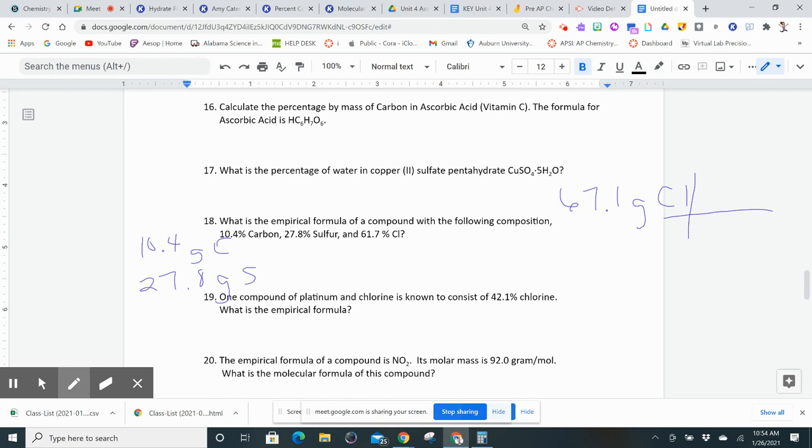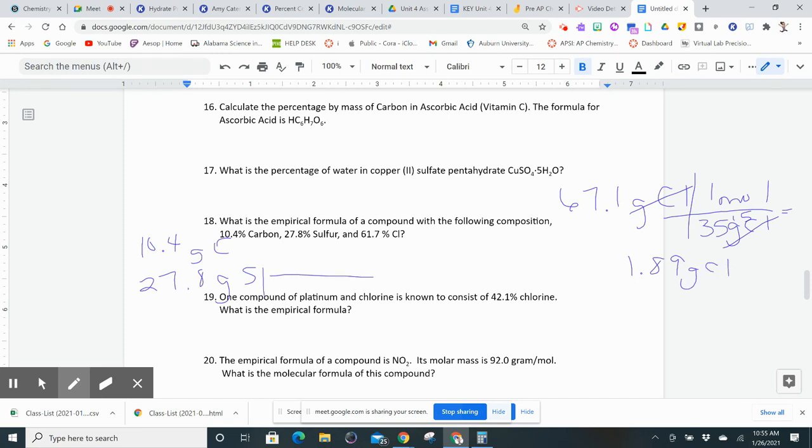Periodic table. So let's just say 35. All right, is it 35.45 or is it 30? 35.45. Let's do 35.5. Let's not round it that much. So 67.1 divided by 35.5 is how much? 67.1 divided by 35.5 is 1.89.